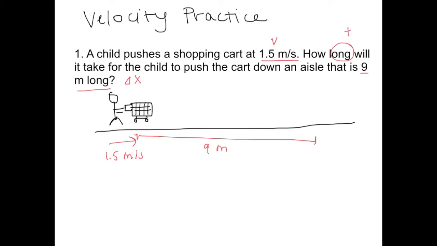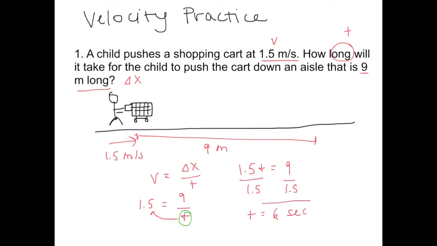So we know that velocity equals delta x over t. And we also have two of those values given to us. Those values are velocity, which is 1.5 meters per second, and delta x, which is 9 meters. Now all we need to solve for is the variable t, time. So you can see we can multiply t over to this other side. 1.5t equals 9. Divide both sides by 1.5. And we see that t equals 6 seconds. So that's our final answer. It takes the child 6 seconds to push the cart down the aisle that's 9 meters long.